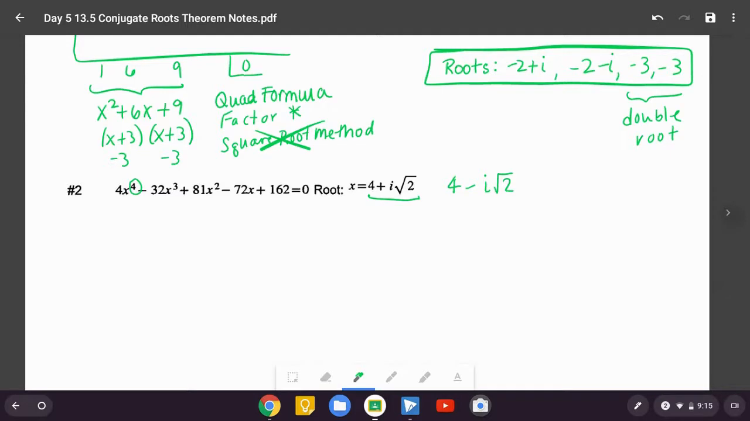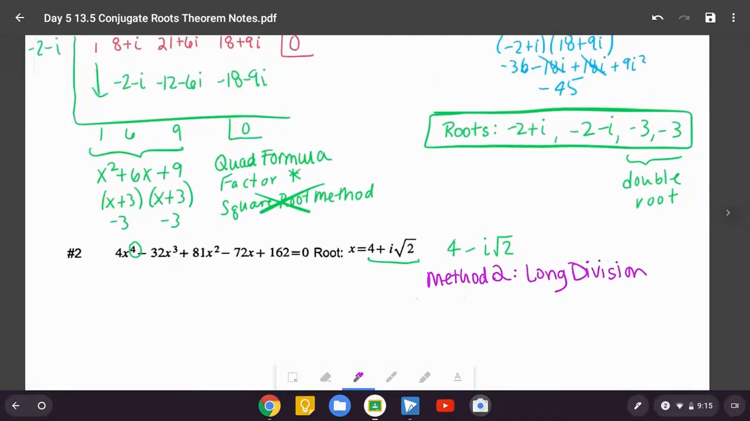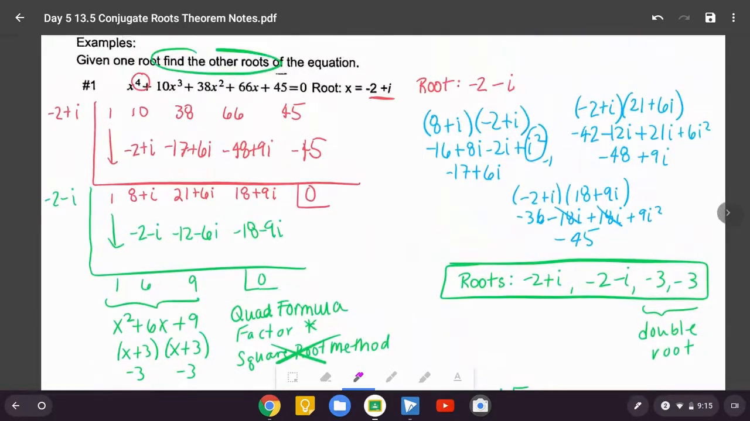So instead of trying the same method that we did before with the synthetic division, I'd like to do a different method. So we're going to call method 2 the long division method. And I think that if you have something that will be difficult to do with synthetic division, we should try the long division method. We're going to call this method up here the synthetic division method.